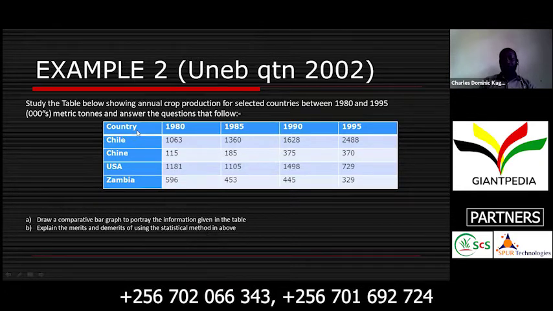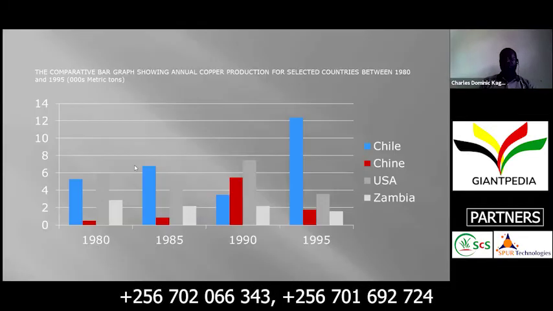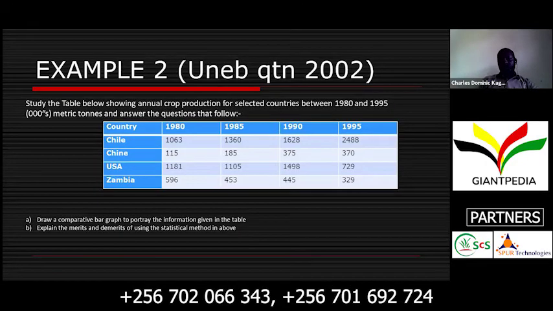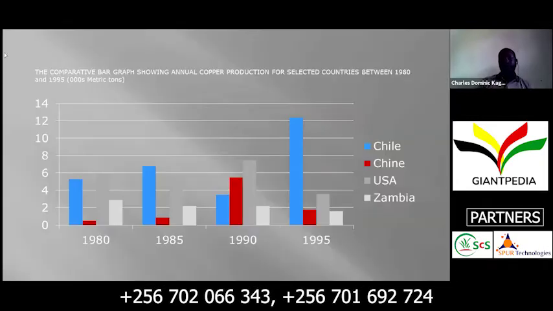The key thing, first of all, is to understand that there is a country and we have years. So when we have the two, we must know that the years are represented on the horizontal, and the countries will also be represented, because we must have the dependent and the independent. So now, using this data, I want to explain how we can draw this.